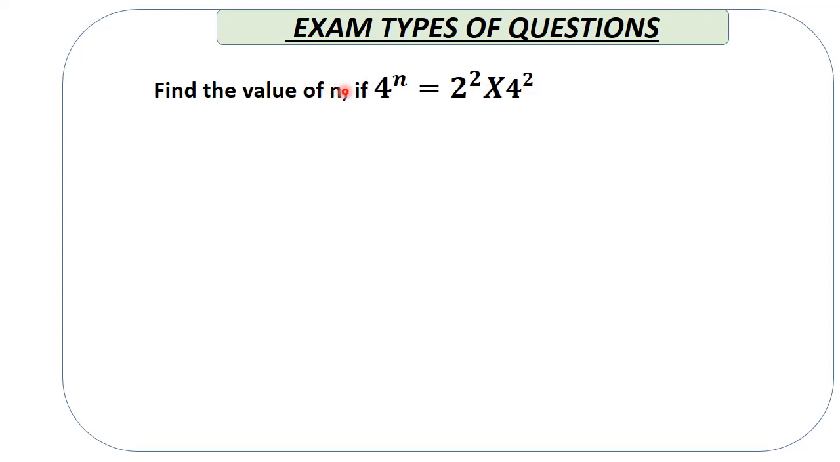So find the value of n if 4 power n is equal to 2 power 2 times 4 to the power 2. So how can we deal with this? There are many ways in which we can go about it, but the job is to make sure that since the power is the one that we're looking for, we can write the bases such that they have the same base. So here we have 4 power n, here we have 2 power 2 times 4 to the power 2.